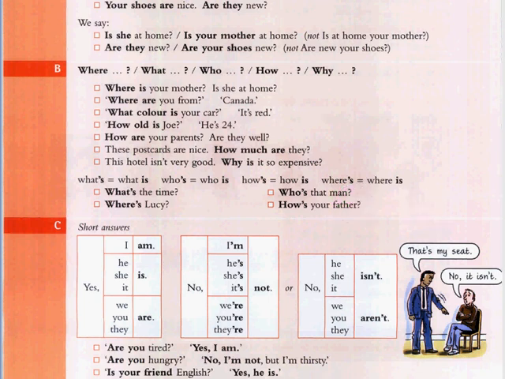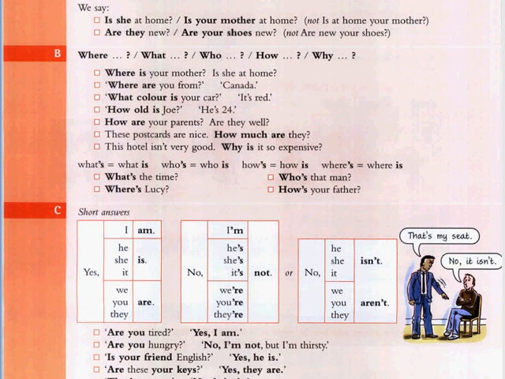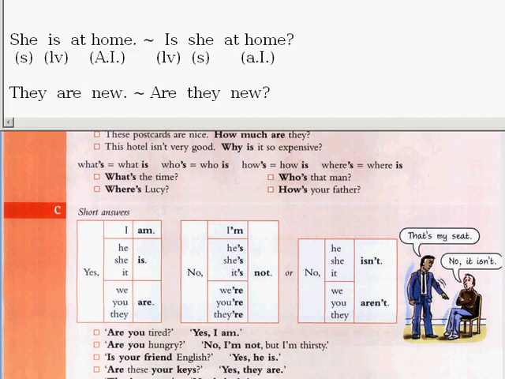Now, let's go back to our very first lesson about making questions using am, is, and are, using positive sentences, okay? Now, look at this question. Is she at home? Are they new? These questions are usually answered using short answers.